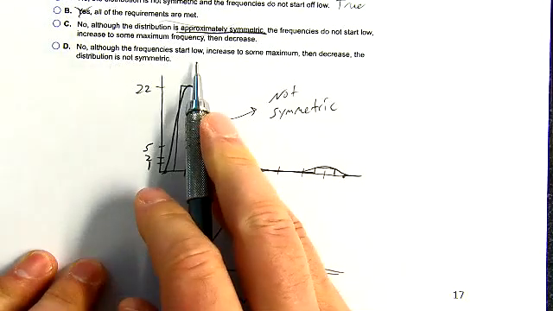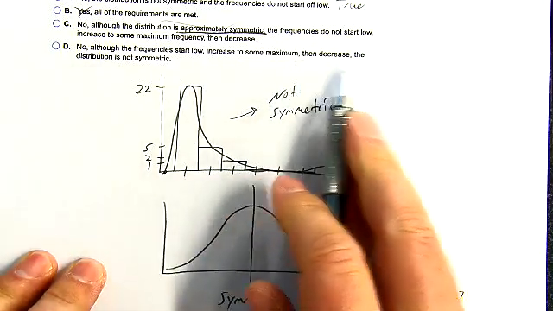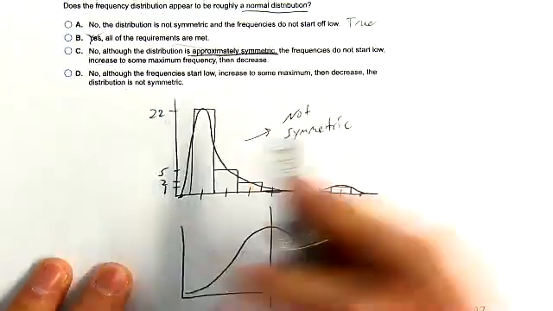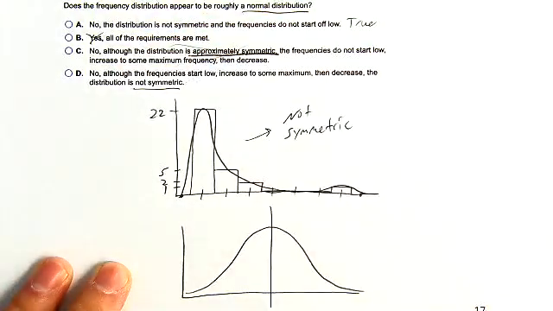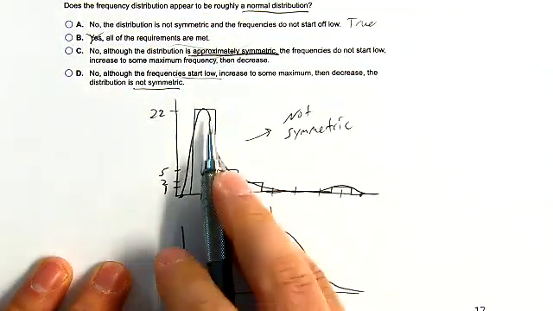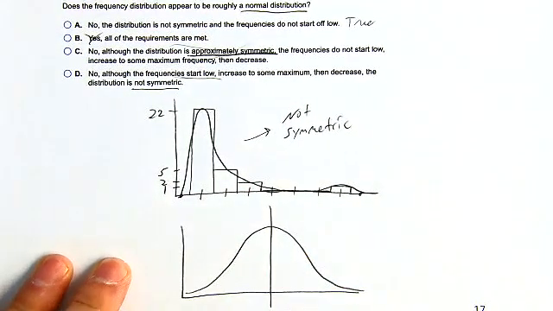No, although the frequencies start low, increase to some maximum, then decrease, the distribution is not symmetric. So this one's almost correct. It is not symmetric, that's true. But did we start off low here? No, we started off with a 22. We started off with a really big number.